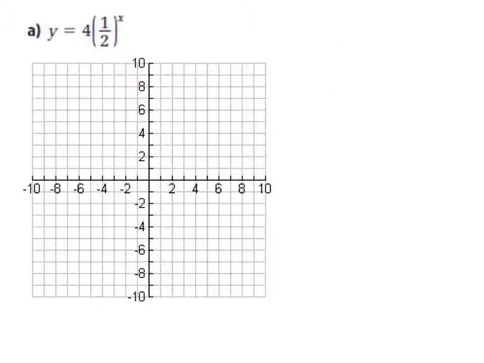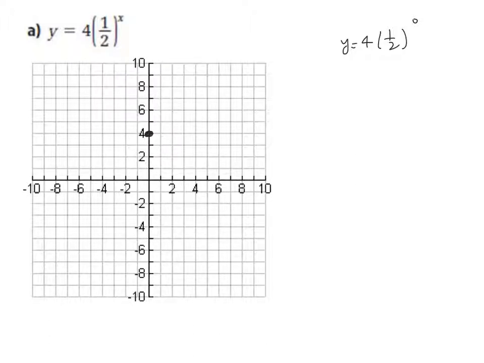In the first example, we are supposed to plot the graph of y equal 4 times 1 over 2 exponent x. To do this one, again, we need 3 points. First, when x is 0, we get y is equal to 4 times 1 over 2 exponent 0. 1 over 2 exponent 0 is 1, so y is equal to 4. So this is our y-intercept here.